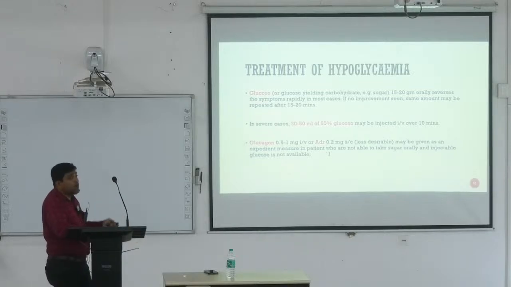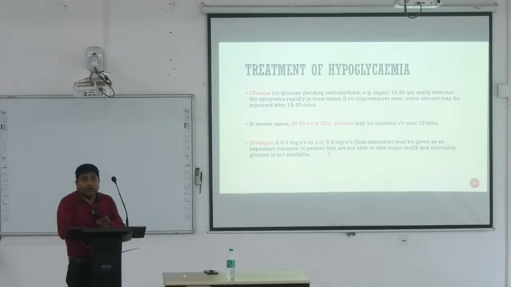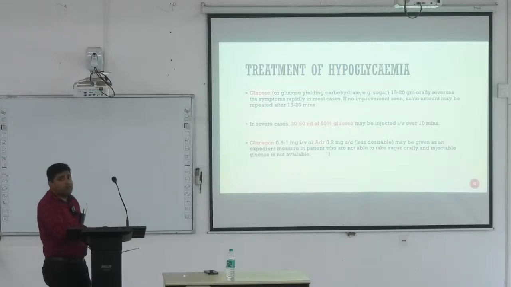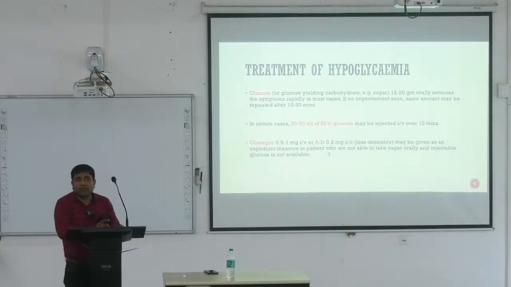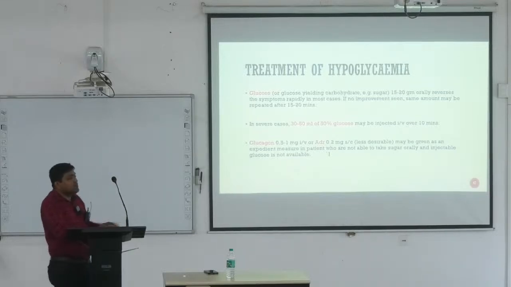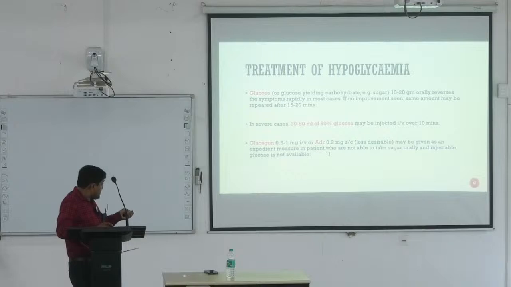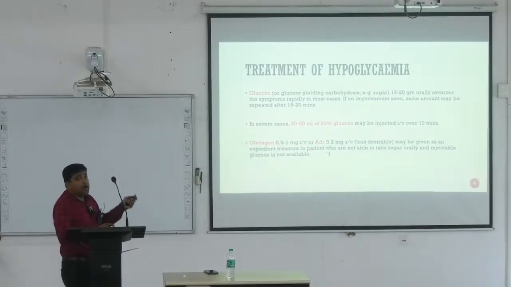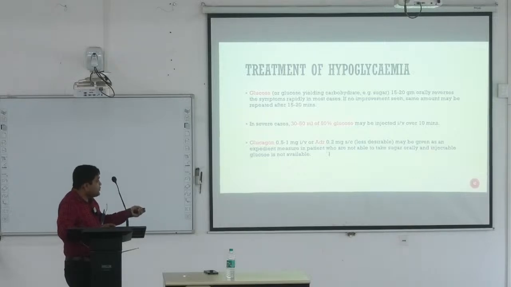Now, if the patient is not able to take the drug orally or is unconscious, then glucose is injected intravenously. 50 ml of 25% glucose solution is given as an infusion over 10-15 minutes. Alternatively, in an unconscious patient where glucose solution is not available, glucagon can be injected, 1 milligram IV. Other than that, adrenaline can be used, but it is less preferred.